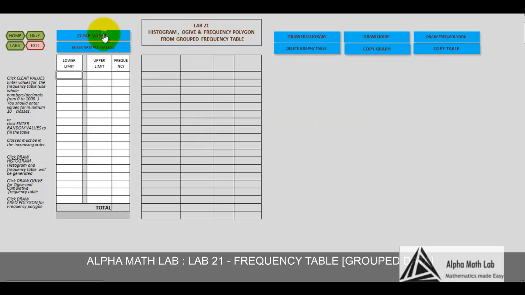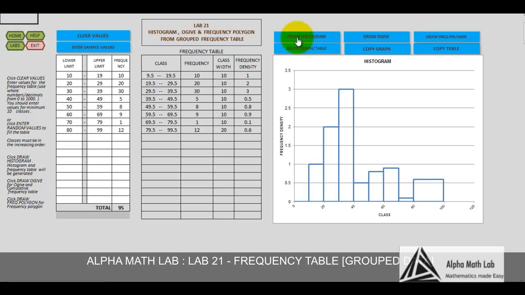Now clear the values. Enter sample values again. Now you can edit these values and draw histogram for the values you enter. Changing the frequencies as 10, 20, 30, 5, deleting all the zeros. I'm trying to draw the histogram. You see a different histogram has been constructed.